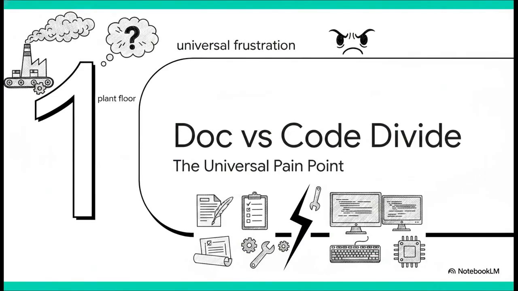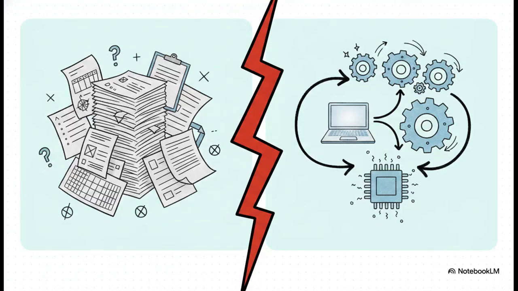Part 1, the doc versus code divide. Let's dig into this universal plant floor headache. So the core problem here is really a tale of two entirely different worlds. On one side, you've got your static documents, right? The I/O lists buried in spreadsheets, massive PDF manuals, functional descriptions. And then over on the other side, you have the actual living code, your L5X files. But here's the harsh reality. These two worlds almost never match up perfectly.